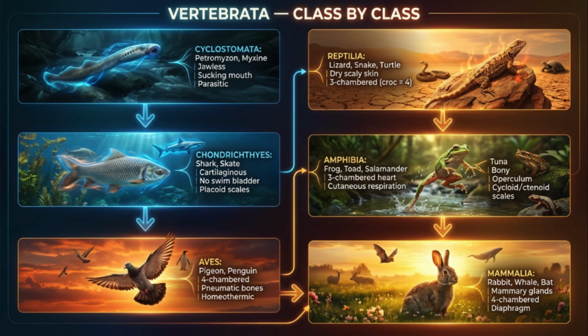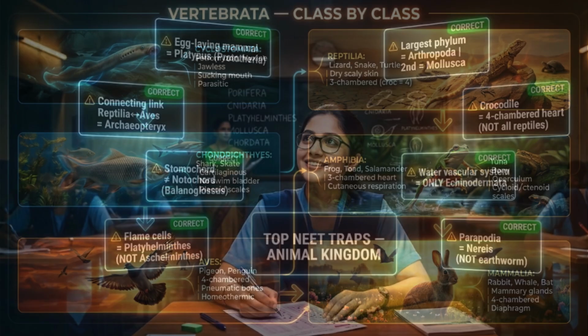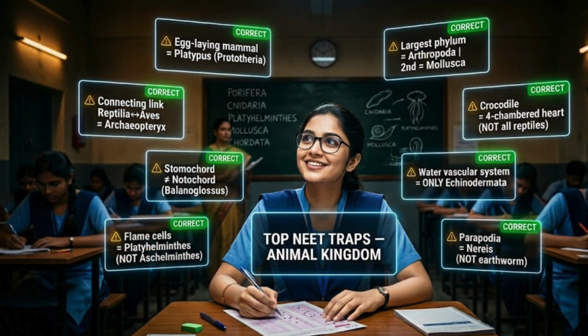Mammalia, our class. Mammary glands, 4-chambered heart, diaphragm for breathing, external ear called pinna. Platypus and echidna are prototherians, egg-laying mammals. Kangaroo is a metatherian, marsupial. We are eutherians, placental. Before we close, let me fire the 8 traps that have cost NEET students marks for decades.